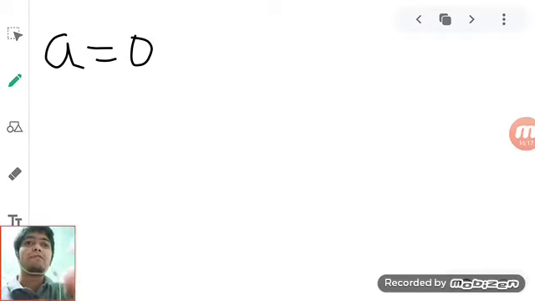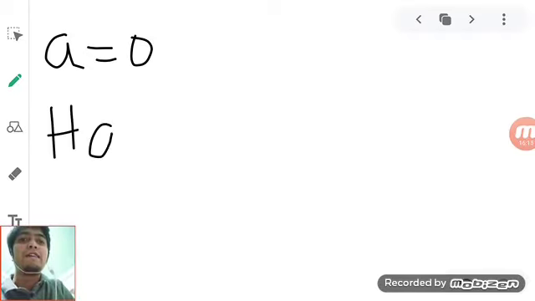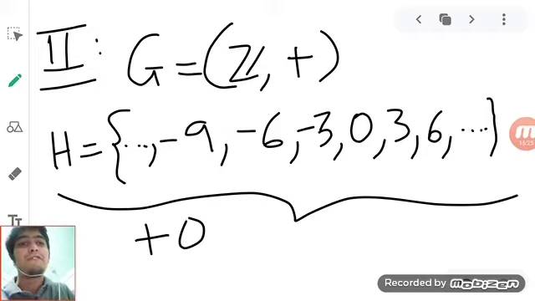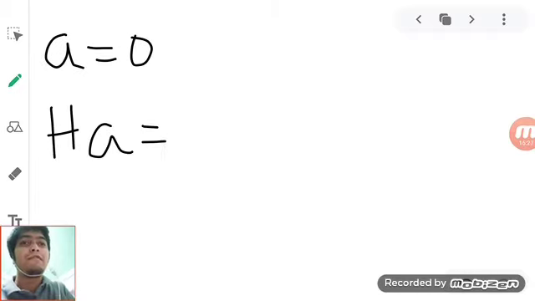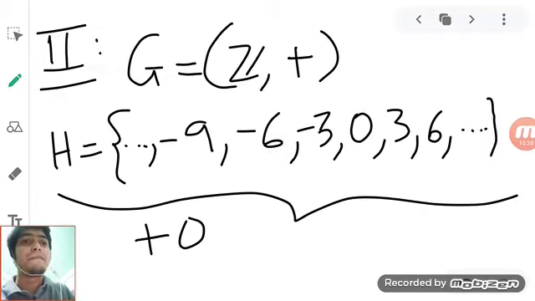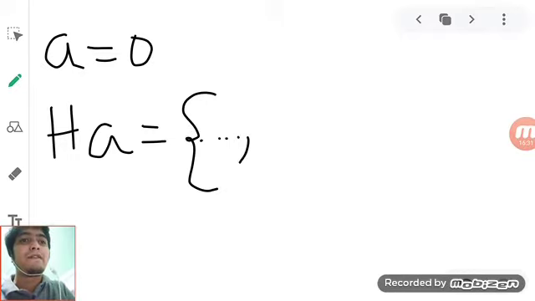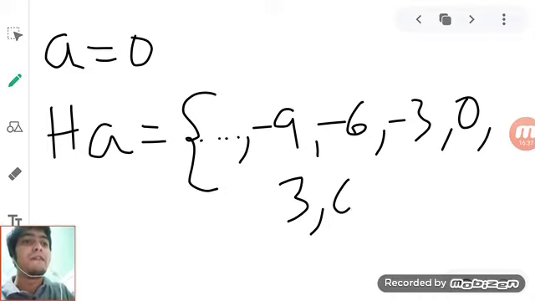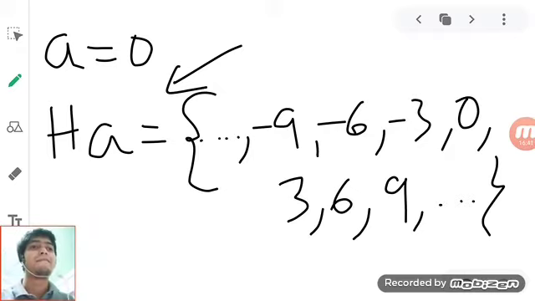If we take A equal to 0, how much will be HA? A is equal to 0, so just add all the elements with 0, how much will you get? Okay, you will get the same thing: minus 9, minus 6, minus 3, 0, 3, 6, 9. So this one is one possible coset.